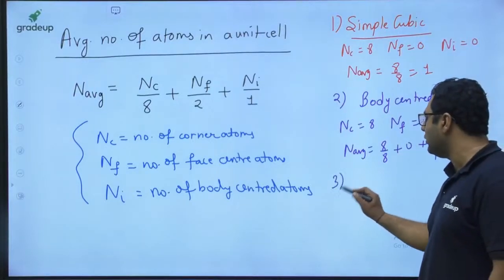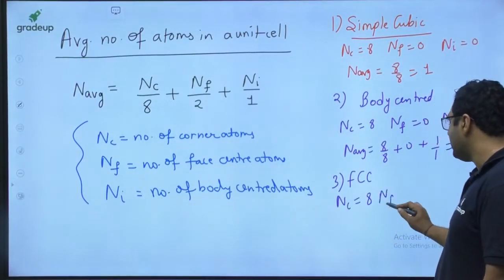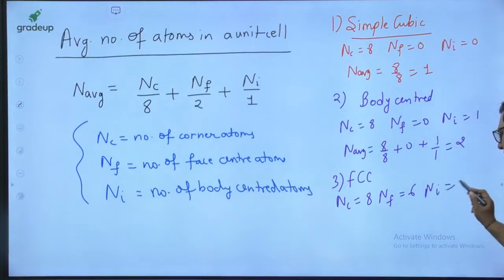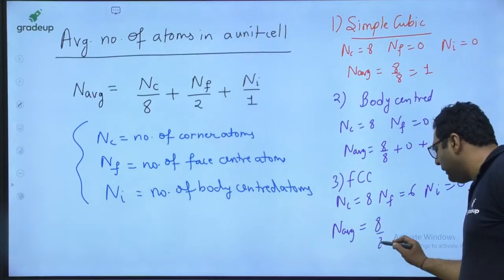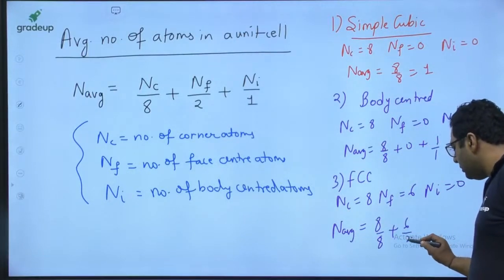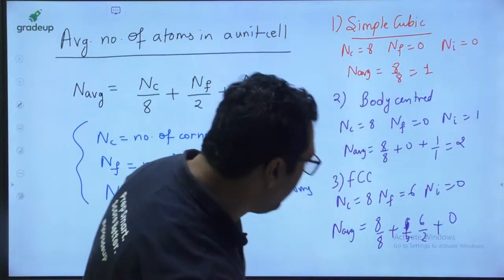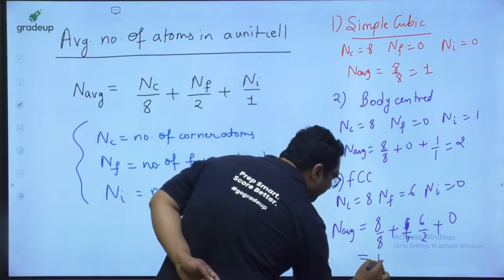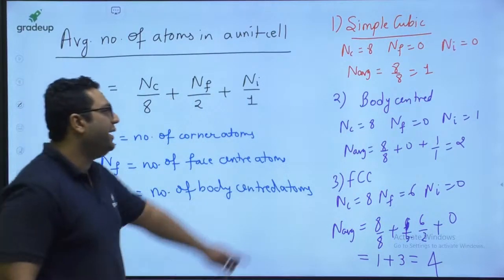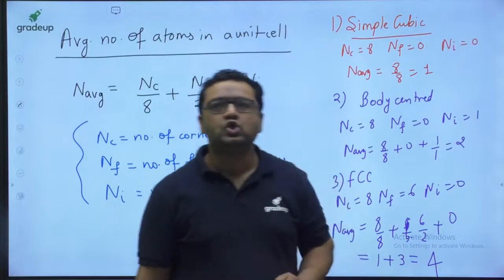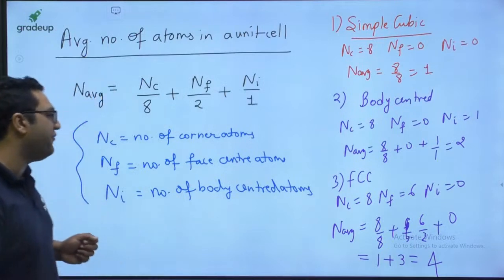And my dear, the third one is face centered cubic. Corner atoms are 8, face center atoms are 6, body center is 0. If you find the average number of atoms here, you will get 8 by 8 plus 6 by 2 plus 0, which is 1 plus 3. The answer comes out to be 4. So here it is 1, here it is 2, here it is 4. This is how we find the average number of atoms.